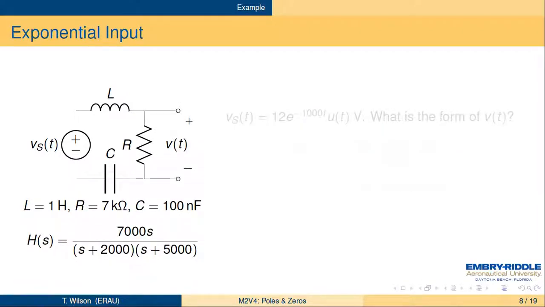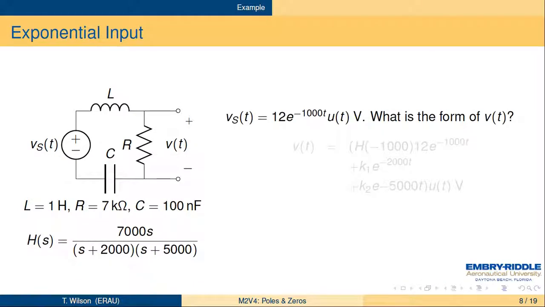So let's find the response of this to the waveform 12 e to the minus 1,000t u of t. That's a zero-state input. U of t makes it 0 for t less than 0. What's the form, first of all, of v of t? And we know the answer. You're going to get the forced response, H of minus 1,000 times the input amplitude 12 times e to the minus 1,000t. And then you're going to have the natural frequency terms, K1 e to the minus 2,000t plus K2 e to the minus 5,000t, all times u of t, because there's no output when there's no input, volts.